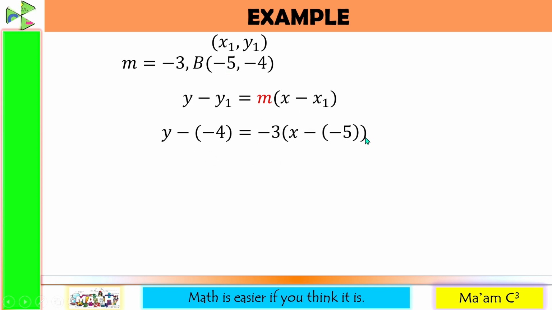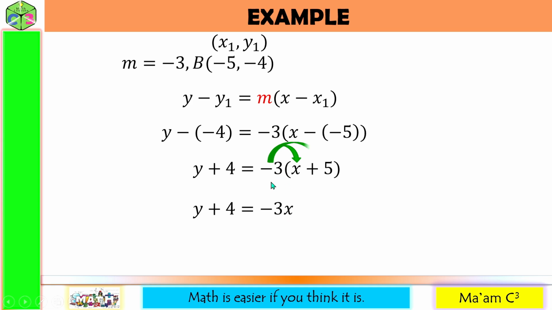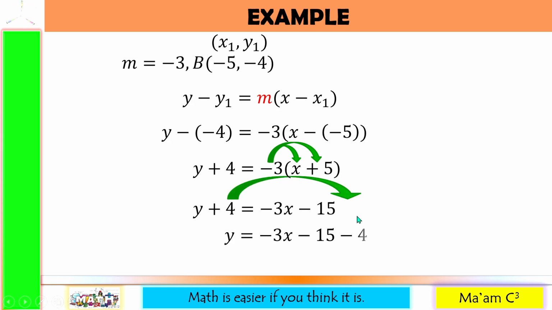Do not be confused with the signs. Let us simplify. Negative negative will become positive. Same here. Negative negative will become positive. Now let us distribute negative 3. This will become negative 3x, and negative 3 times 5 is negative 15. Let us move this constant over this side. It will become negative. Negative 15 minus 4 is negative 19. Our final answer is y equals negative 3x minus 19.